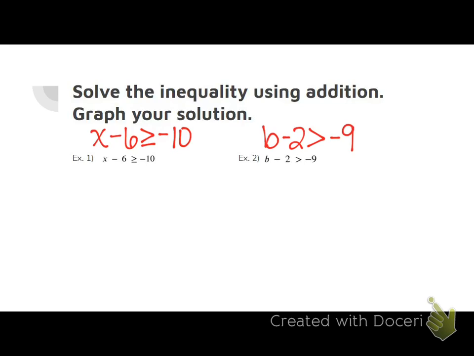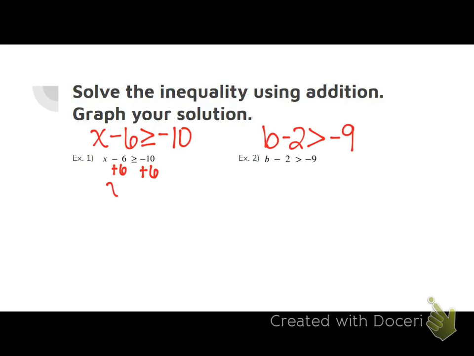All right, on this first one, how are we going to get x alone? Add 6. So we have to do that to both sides of that inequality symbol. So it happens to the -6. It also happens to the -10. If you still want to put a line through that symbol to show your two different sides, you can.